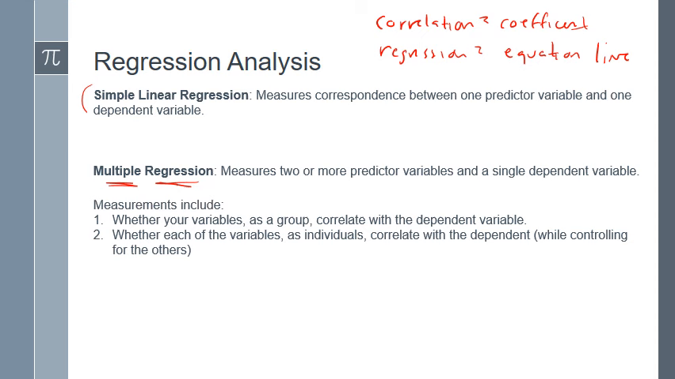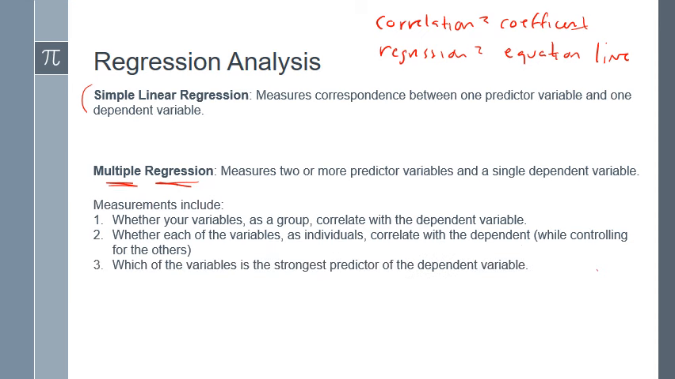So I could break this up and ask how does height predict weight? Sorry, I meant to use a different variable. Height, exercise, and calories. How does height predict weight? How does exercise predict weight? And how does calories predict weight? So I can break it up into individuals as well to see how they work. I can look at how they work as a group, or as individuals.